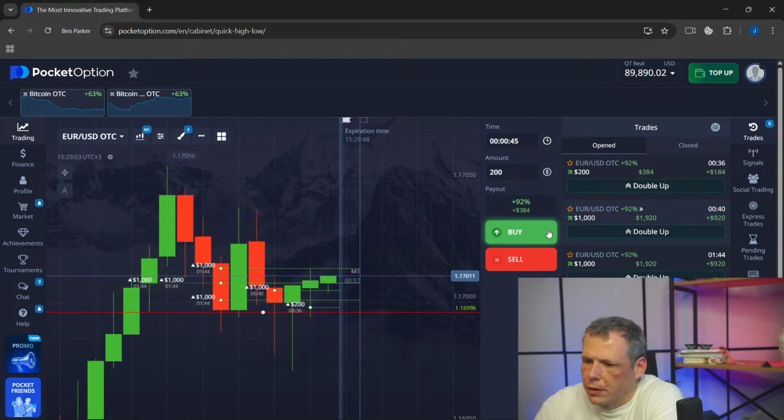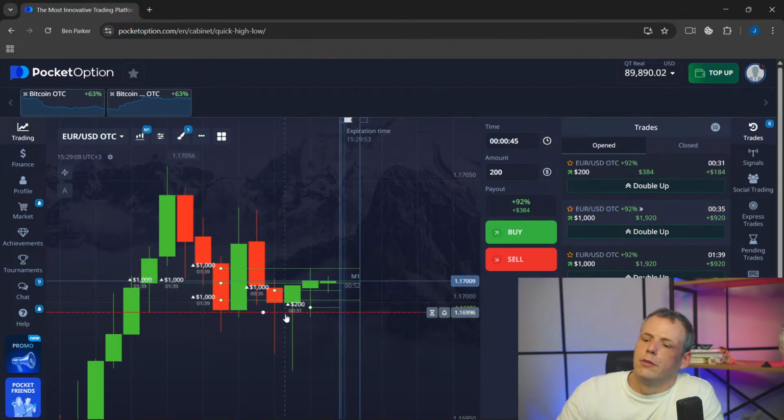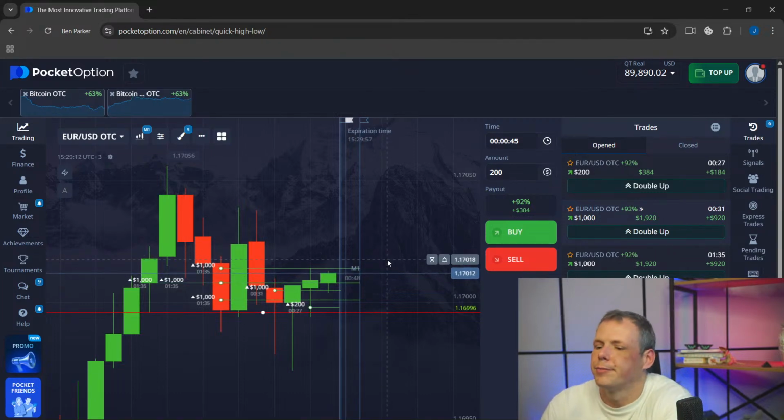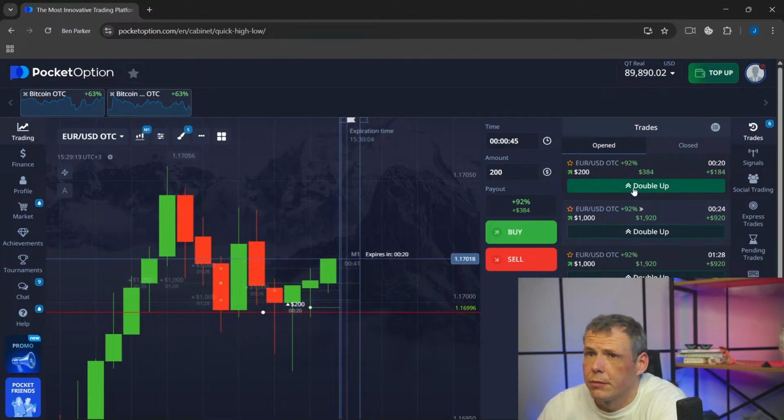There we go. Good signal. Very good sign. Huge rejection. Rejection still coming up. Following along the previous candle coming up too. Very, very good. We're going to make some cash here.